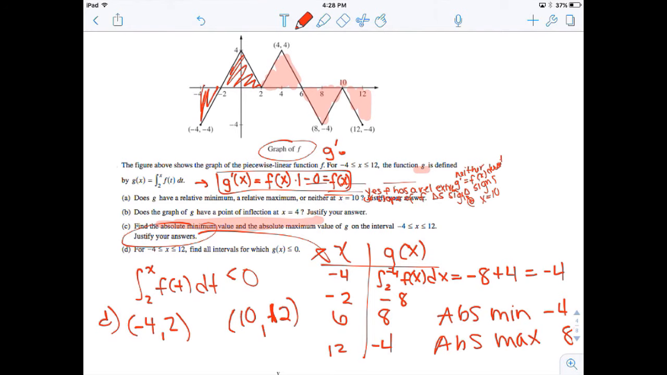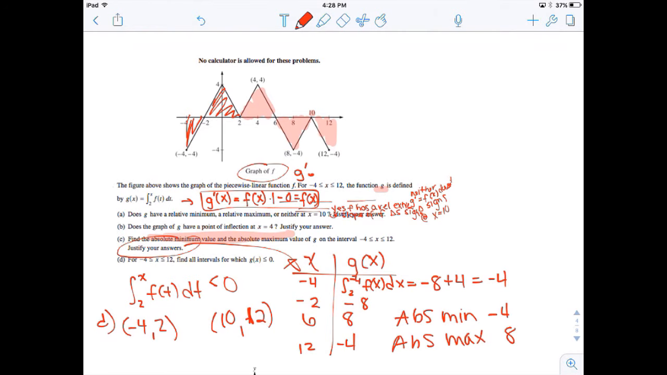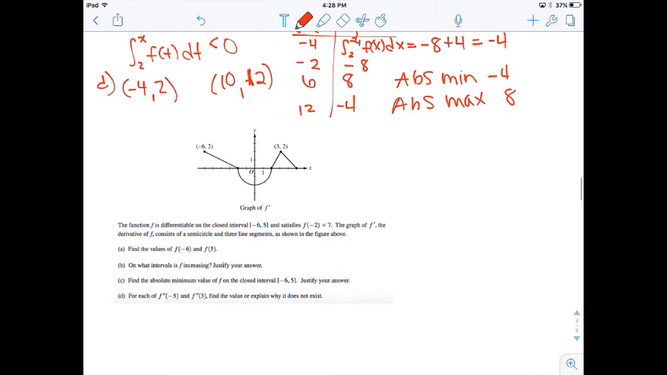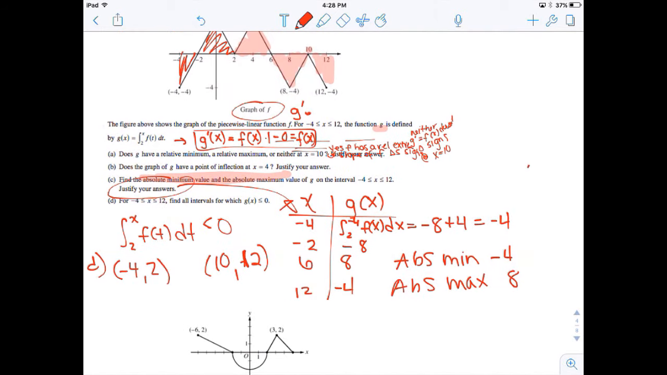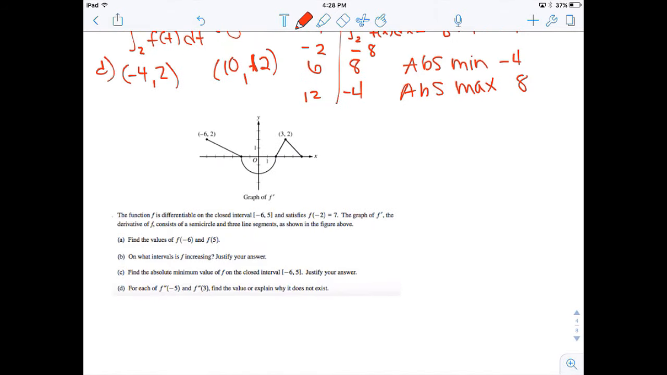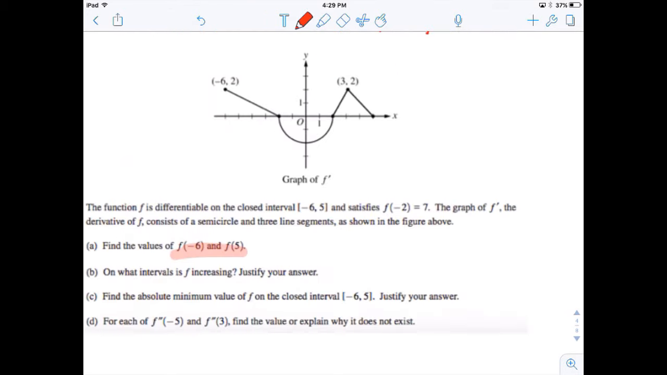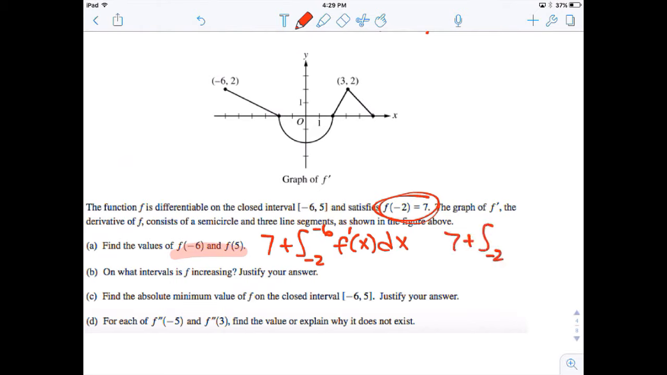Okay, let's look at this last one. Let's just make sure there's nothing weird in here. So talking about where something is increasing. Okay, so finding these values. So here they don't tell me, they just tell me this is f prime, but they do give me an initial value. So f of negative 6 should be your initial value plus the change from negative 2 to negative 6 of f prime. And same thing for 5, it should be 7 plus the change from negative 2 to 5 of f prime. And you would again actually evaluate those using area.